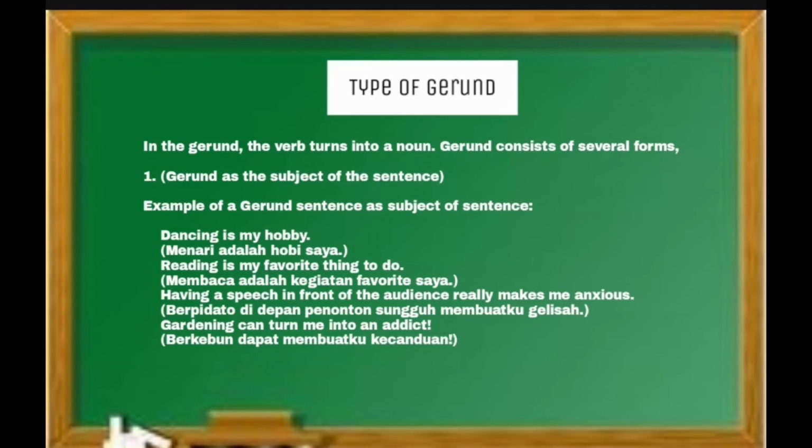Number 1. Gerund as the subject of the sentence. Example of a gerund sentence as subject of the sentence. Dancing is my hobby. In Indonesia, menari adalah hobi saya. Number 2, reading is my favorite thing to do. In Indonesia, membaca adalah kegiatan favorit saya. And the third, having a speech in front of the audience really makes me anxious. In Indonesia, berpidato di depan penonton sungguh membuatku gelisah. And last, gardening can turn me into an addict. In Indonesia, berkebun dapat membuat kecanduan.